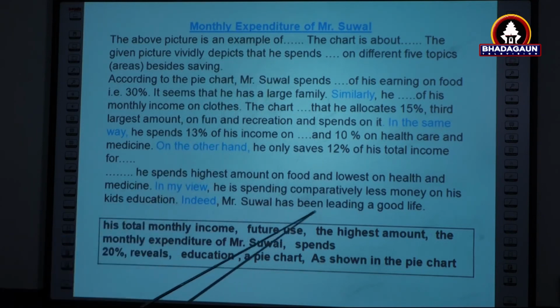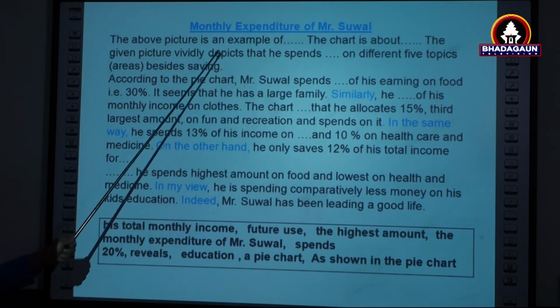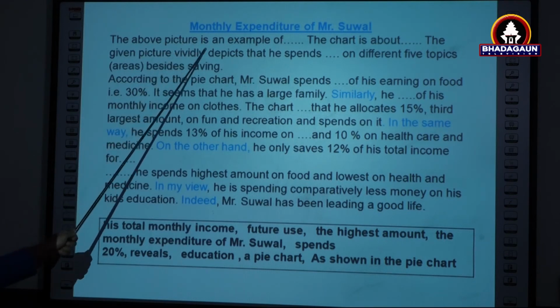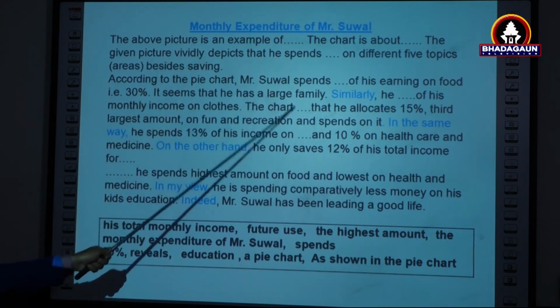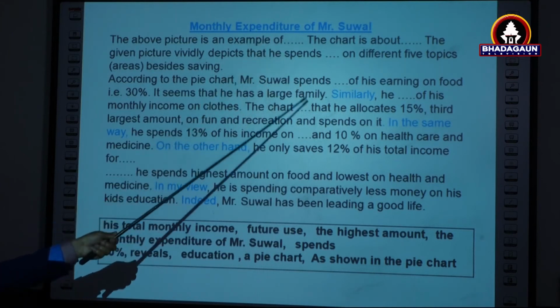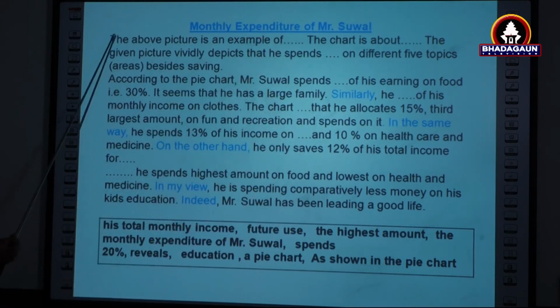Suppose this is the answer sheet. So the first one, these first two sentences, are the introductory paragraph. The second paragraph is the body. The third one is the conclusion, comparing and contrasting: compare, contrast and conclusion. Right? So I have divided the whole answer into three paragraphs based on that picture.